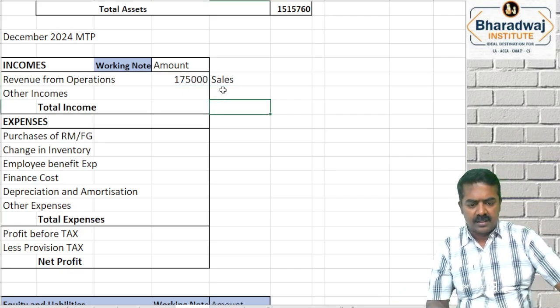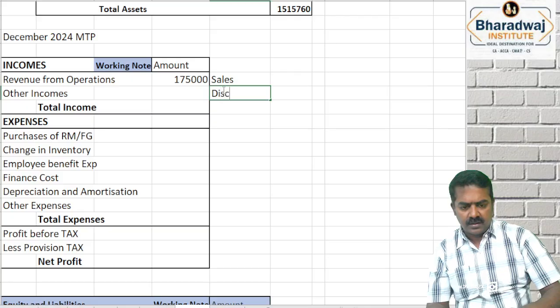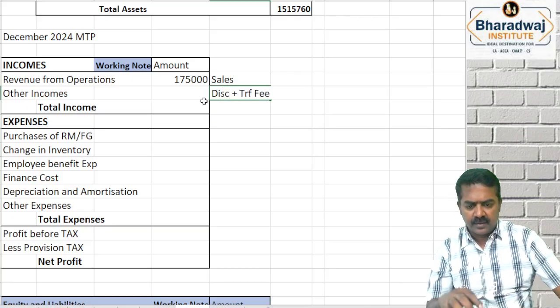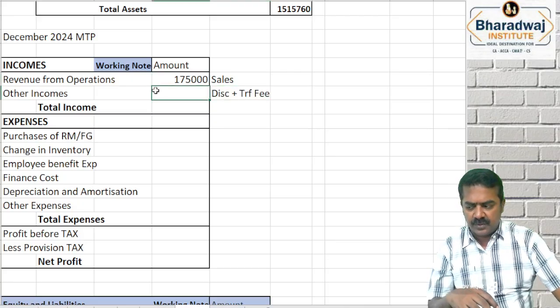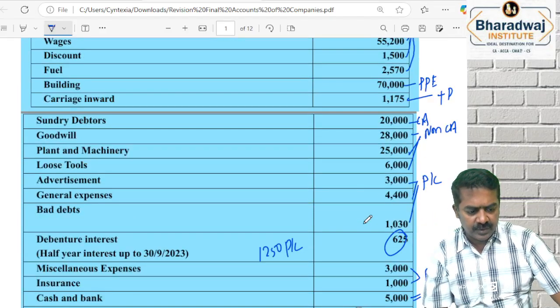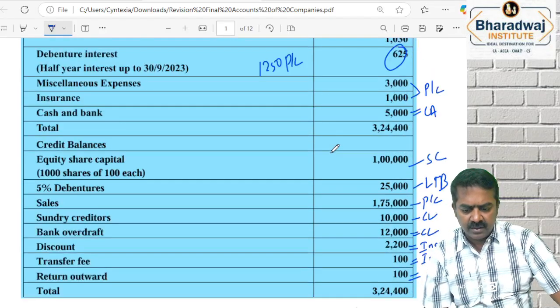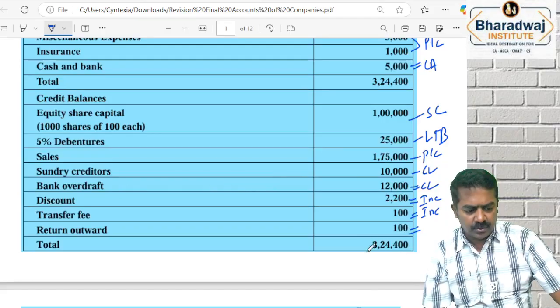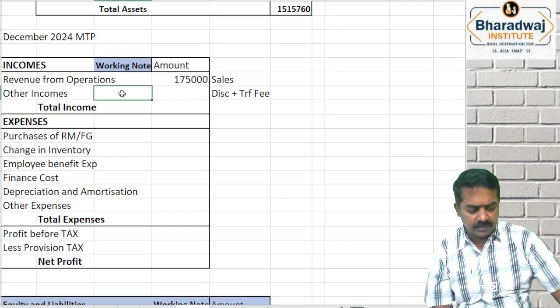Other income. What and all will come in other income? Discount and transfer fees. Credit side la irukum parunga. Discount and transfer fee 2,200 plus 100.